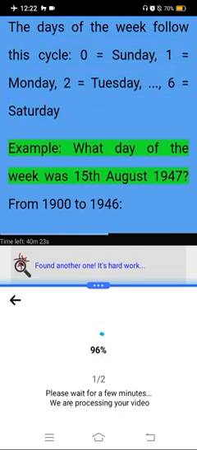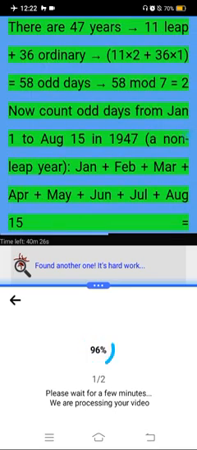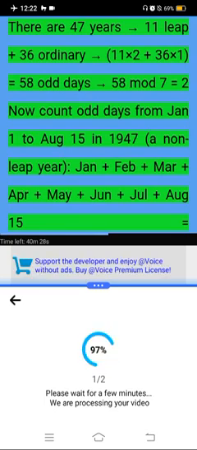Example, what day of the week was the 15th of August 1947? From 1900 to 1946, there are 47 years: 11 leap plus 36 ordinary, so 11 times 2 plus 36 times 1 equals 58 odd days, and 58 mod 7 equals 2.